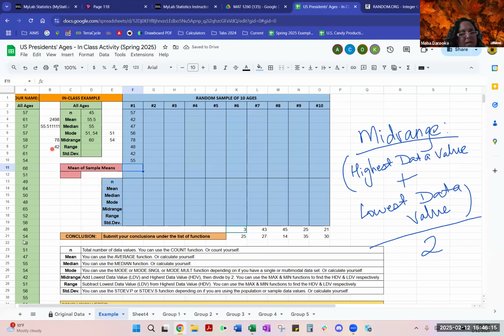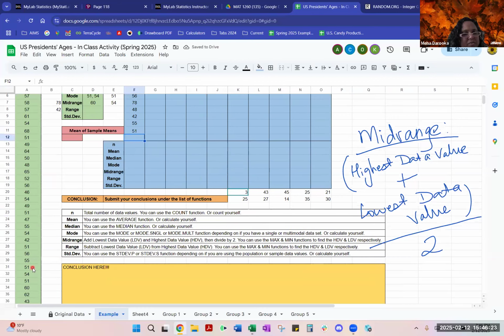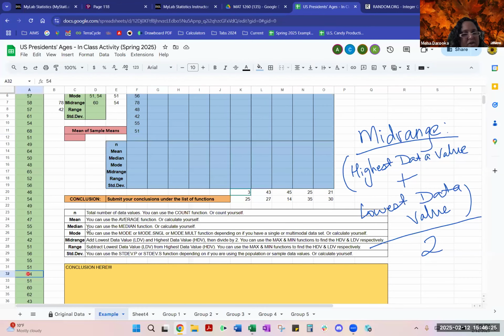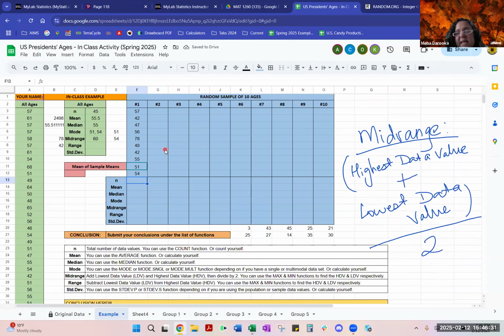Let's see, 21 plus 2 is 23. That's an age of 51. And the last one is going to be 30. So 30 plus 2 is 32. And that's the age of 54. So that's how you actually will come up with the 10 random samples for your ages.